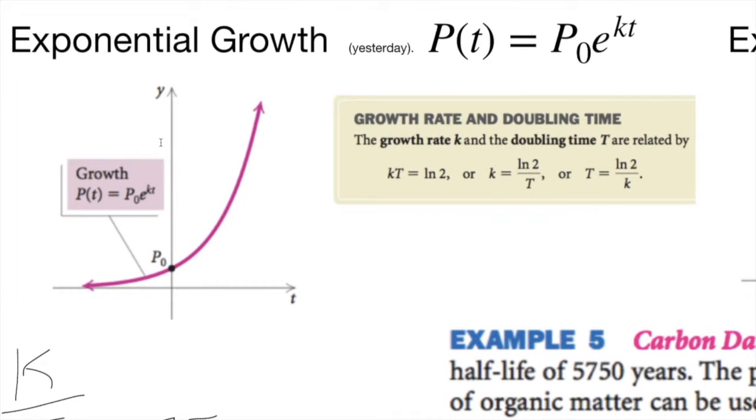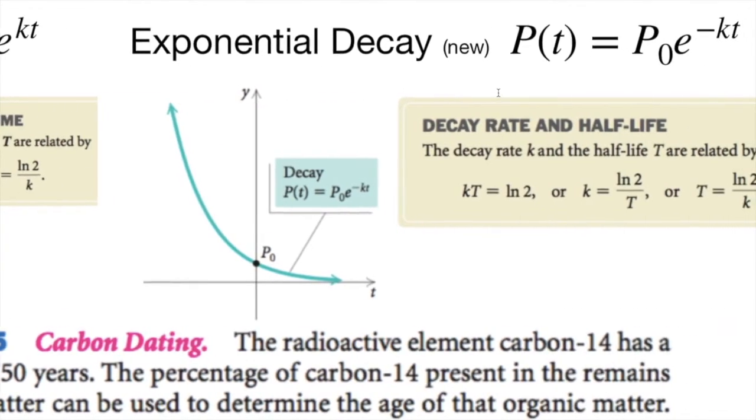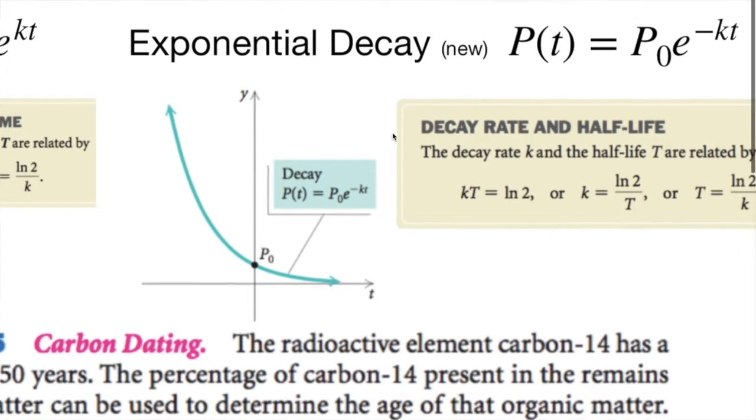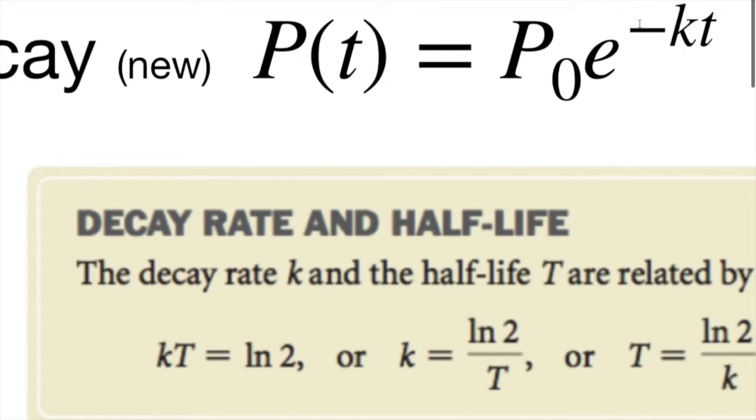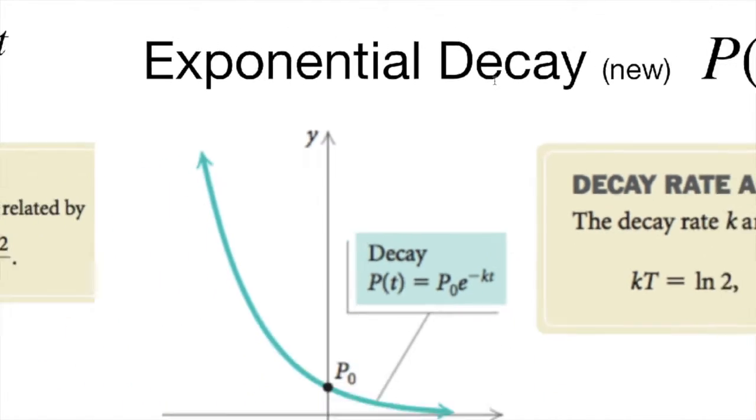So yesterday we talked about exponential growth. P of some time t is equal to P0 e to the kt. But what I want to talk about today is exponential decay. And so the formulas are almost identical, except you've got this negative right here. If you put a negative inside the function, you already know that's going to be a horizontal dilation of -1. It's going to flip it horizontally about the y-axis. And that's exactly what you see here.